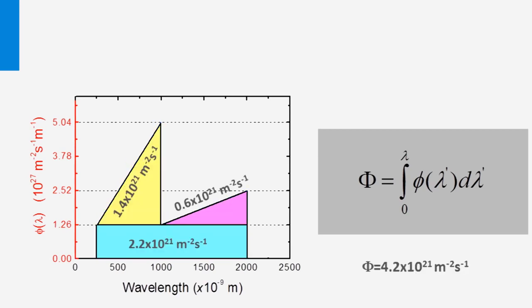Again, the photon flux is the integration over the spectral photon flux, or in other words, the area under the graphs. The area under the spectral photon flux can be divided into one rectangle and two triangles. It is a relatively easy job to calculate the area. The total area here is equal to the photon flux of 4.2 to 4.3 times 10 to the power 21 photons per square meter per second.